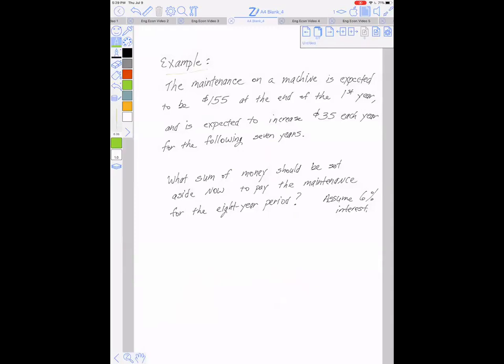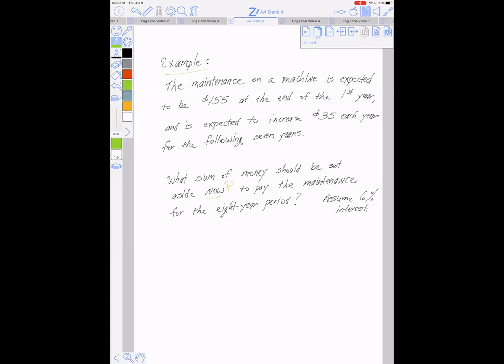The maintenance on a machine is expected to be $155 at the end of the first year, and is expected to increase $35 each year for the following 7 years. What sum of money should be set aside now? Oh, that's probably going to be P, right? Set aside now to pay the maintenance costs for the entire 8-year period.